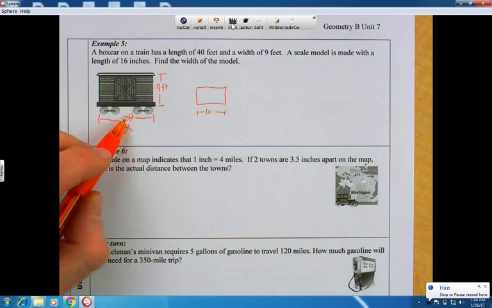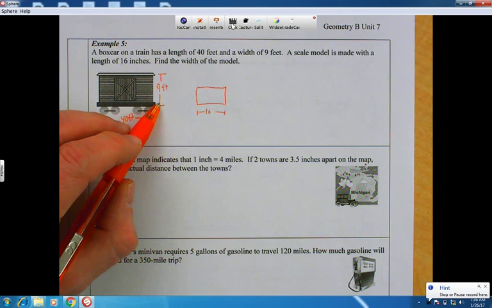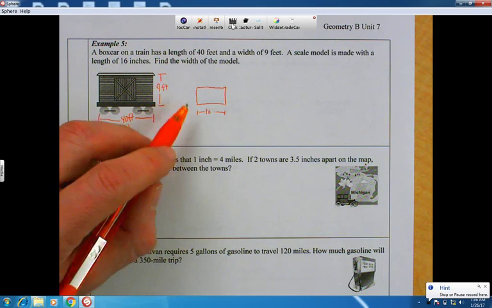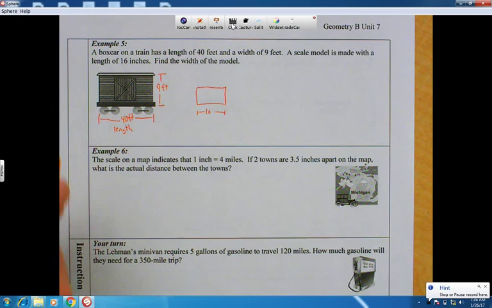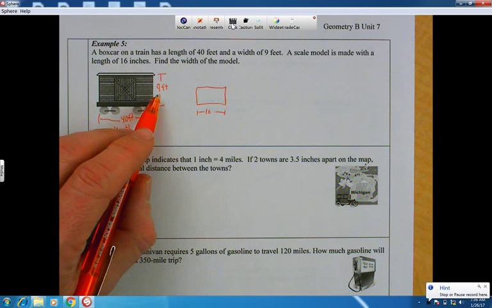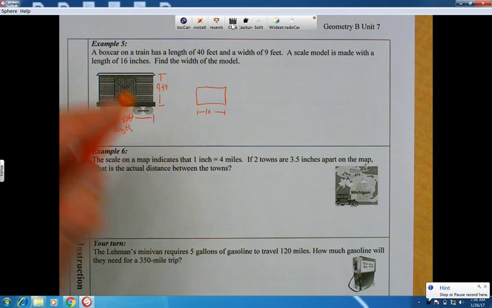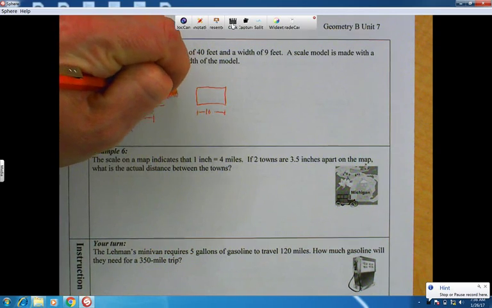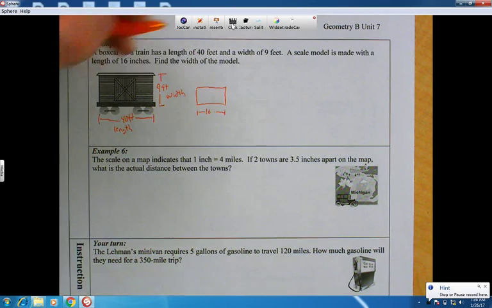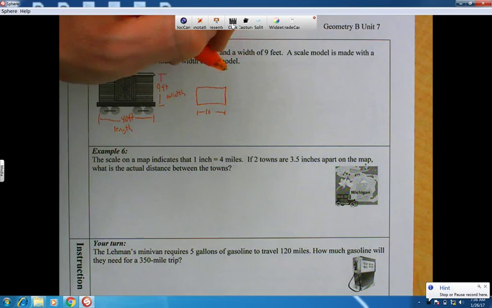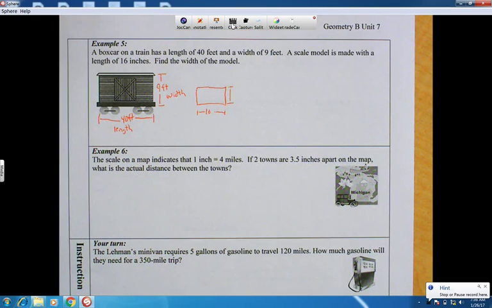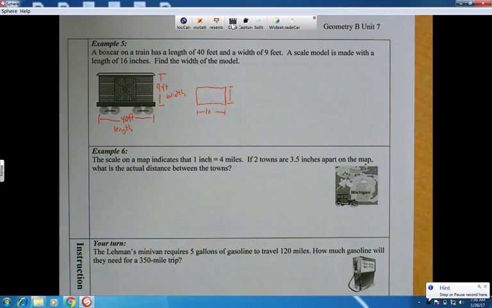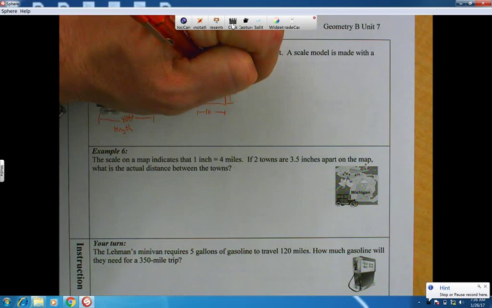Now, had I chosen to put the 40 right here, I suppose that would have been okay, but then I would have had to put the 16 here. I think that's important to point out. In any case, now we want to find the width of the model. So the actual car, this was the width here, the one going up and down, because that's what I chose. So we want to make the width of the model going in the same direction. So this is the width of the model boxcar, but we don't know what it is, do we? So we're going to put an X right there.